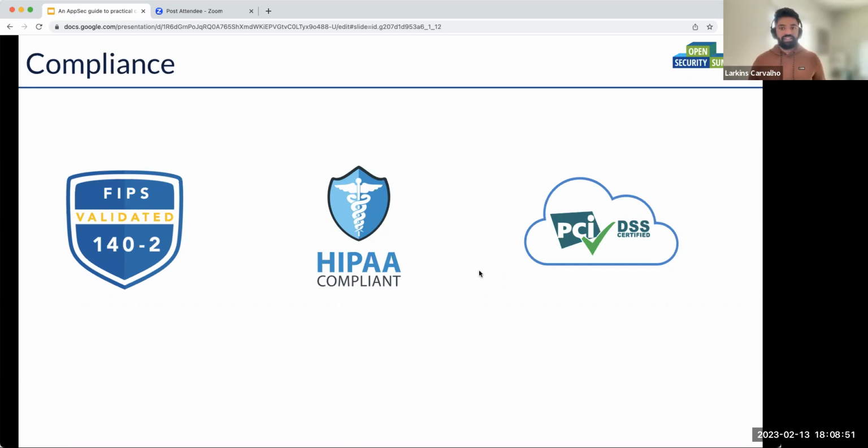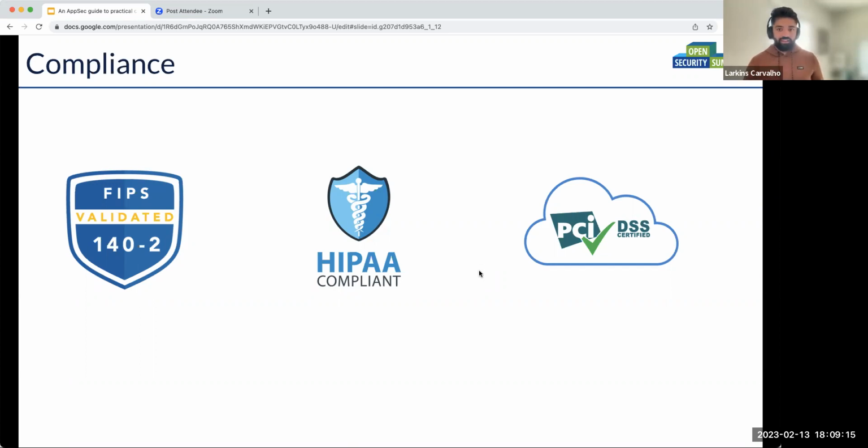Institute. PCI DSS. PCI DSS is the Payment Card Industry Data Security Standard. It helps us protect cardholder information. They have listed guidance on how to store and process cardholder information. And one of the guidelines or requirements is encrypting information on public networks.